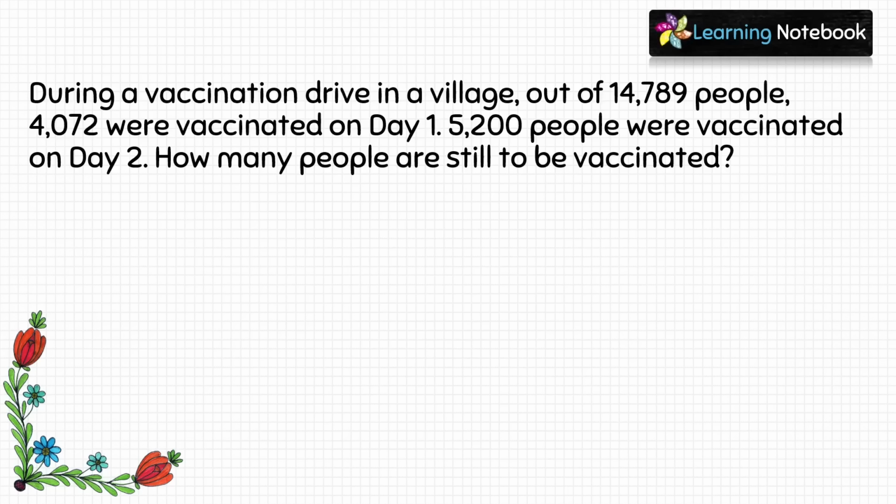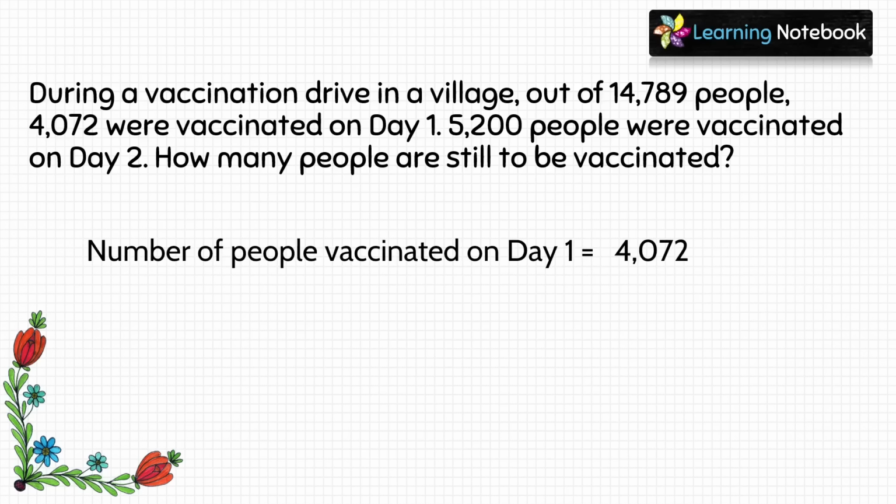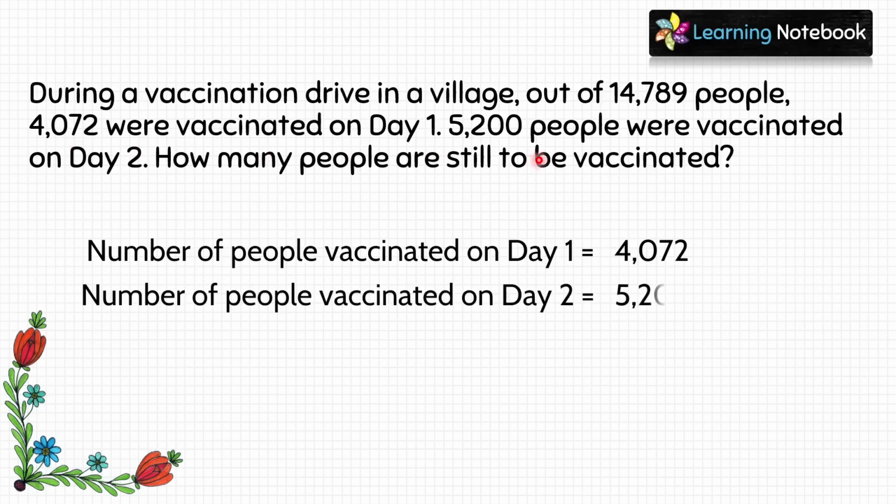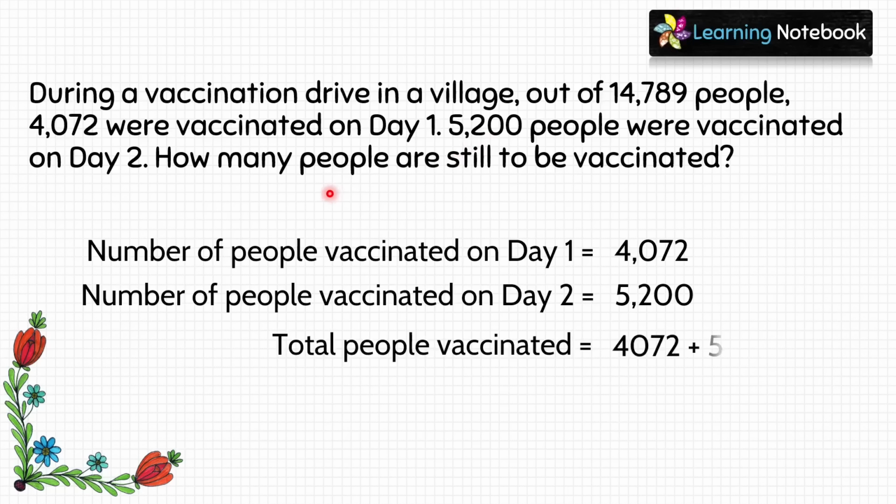So here we are given certain number of people, and out of them some were vaccinated on day 1 and some were vaccinated on day 2. So we have to find number of people who have not been vaccinated yet. So first we have to calculate number of people vaccinated on both the days, and then we can find number of people left to be vaccinated. So let's write the statements. Number of people vaccinated on day 1 equals to 4072. Number of people vaccinated on day 2 equals to 5200. So number of people vaccinated on both days would be sum of these two numbers.